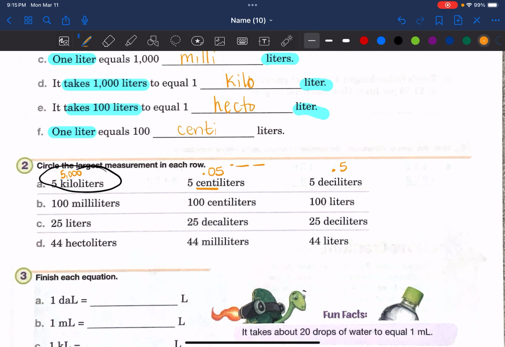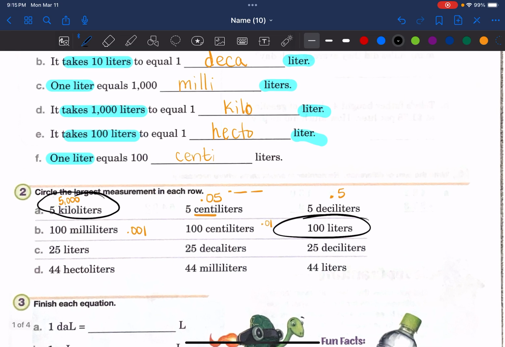Milliliters is a decimal, and it's the smallest decimal. So 100 milliliters, 100 centiliters, or 100 liters. Okay, which one's the biggest? This one. Okay. All right, 25 liters, 25 deciliters, or 25 decaliters.